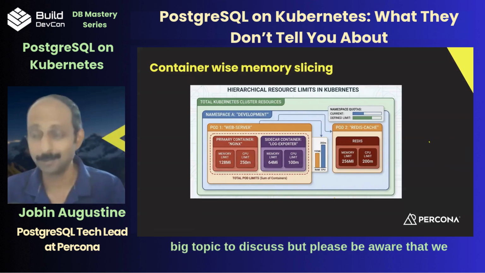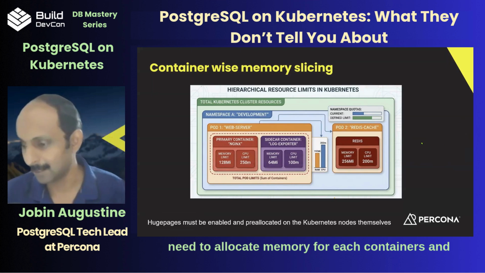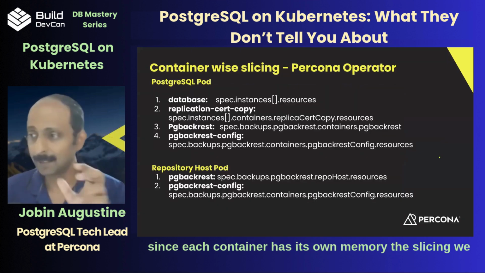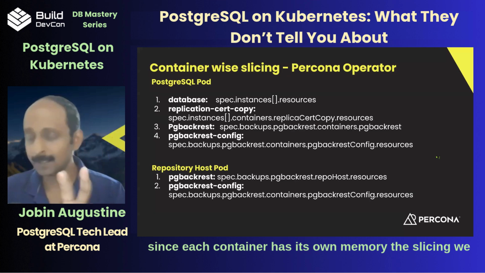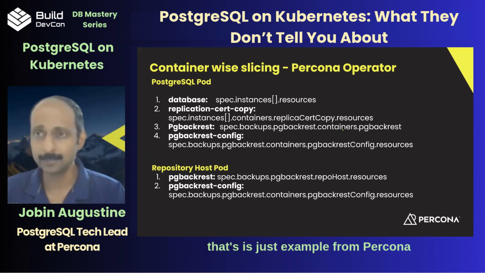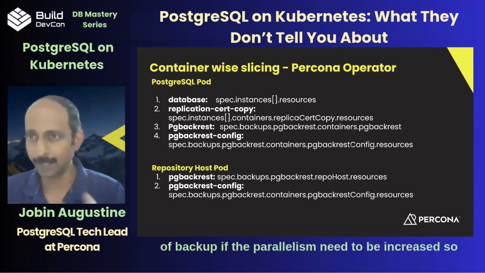That's a big topic to discuss. But please be aware that we need to allocate memory for each container. And since each container has its own memory slicing, we need to specify the resources for each container. This is just an example from the Percona operator. For example, the case which I told, the parallelism of backup.